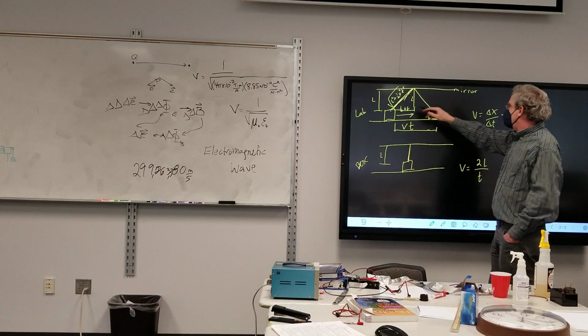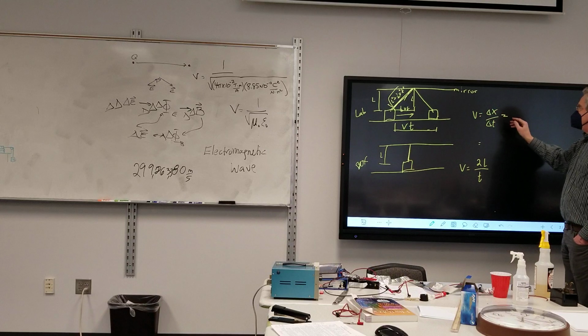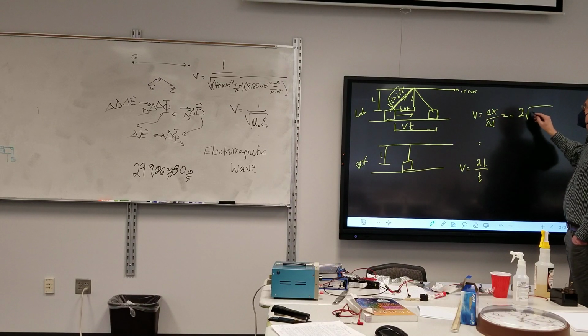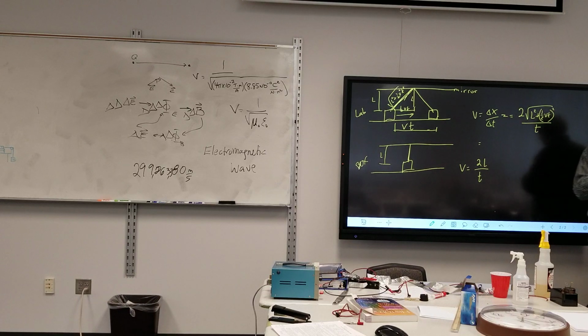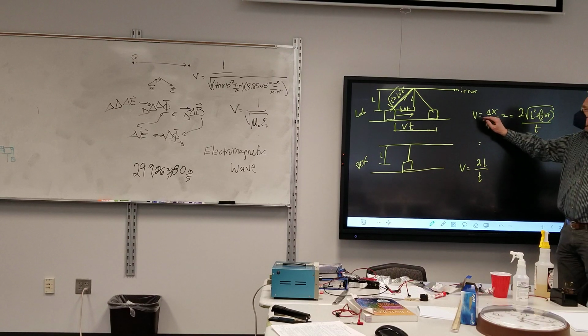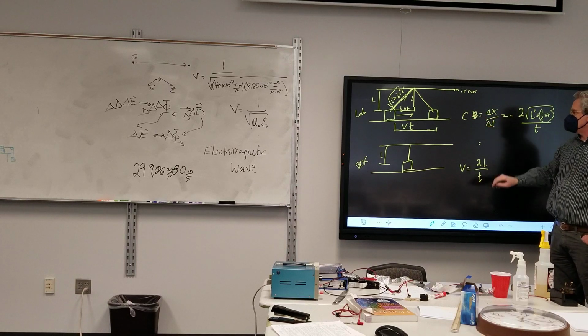So according to this, the speed that the light's traveling is 2 times the square root of L squared plus (1/2 VT) squared, over time, and this is 2L over time. Oops, I got two different V's here, sorry. This is the speed of light, which I'll just call C.